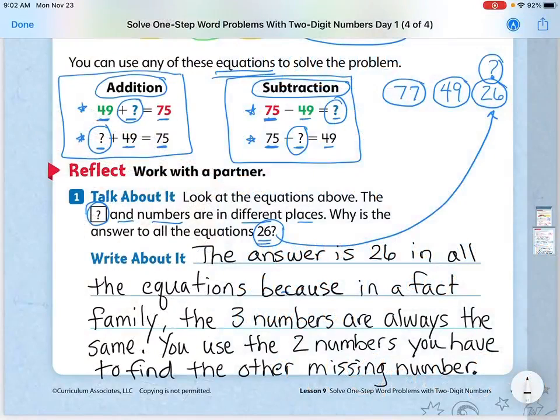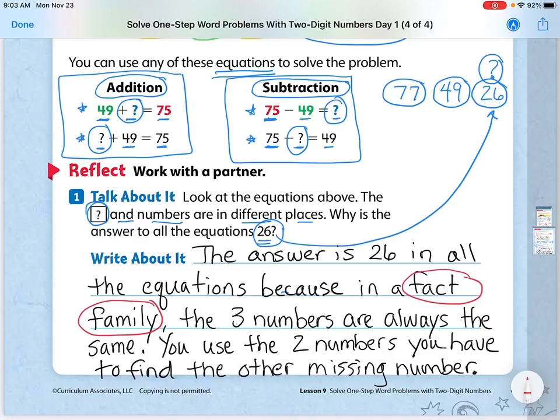Okay, I hope you have written your answer, and hopefully you have something in your answer about fact families and how fact families is the reason why we're always going to have 26 as the answer to these particular equations. And your sentence will probably be totally different than what I wrote because we all think differently. But as long as you wrote something about that, we know that fact families will be using the same three numbers, and that you can use those numbers to find your unknown.